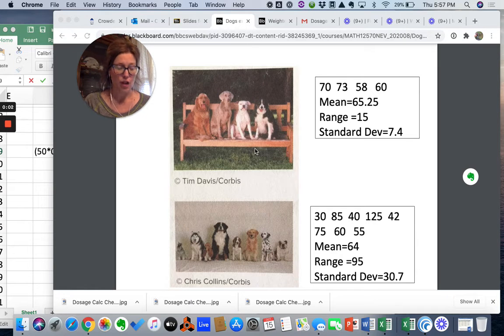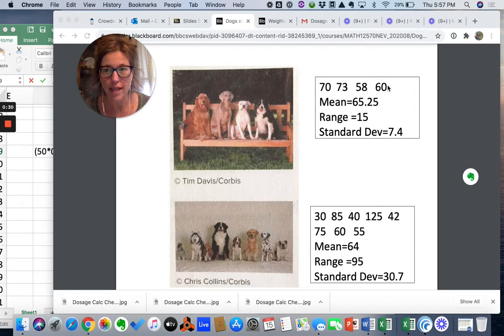These two pictures of dogs are on page 365 in the text. So if we were to say, what's the average dog size in this picture? And if we had the actual weight, which we do, when you flip the page to page 366, we're given how much each dog weighs.